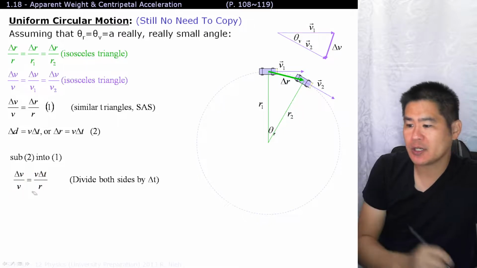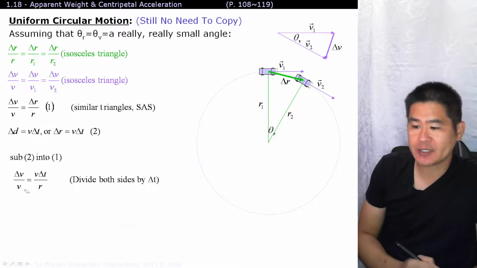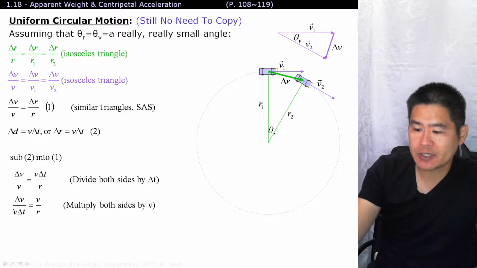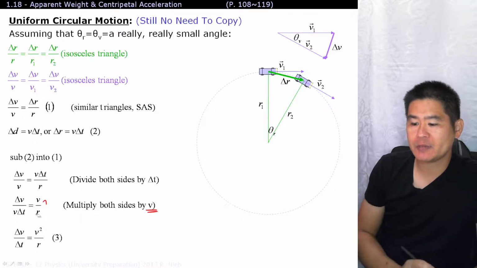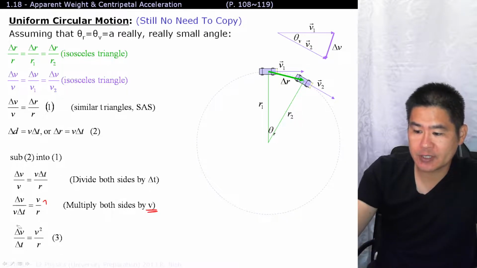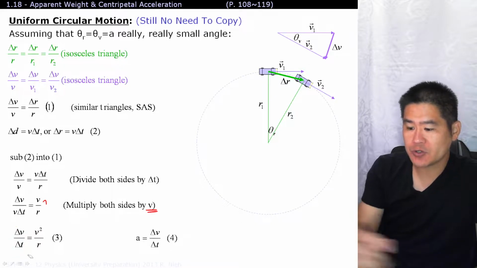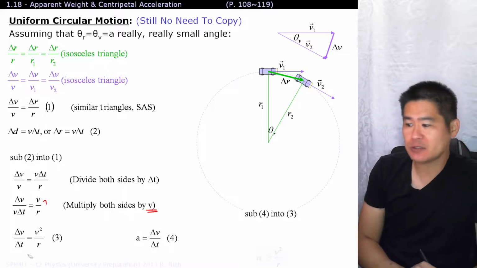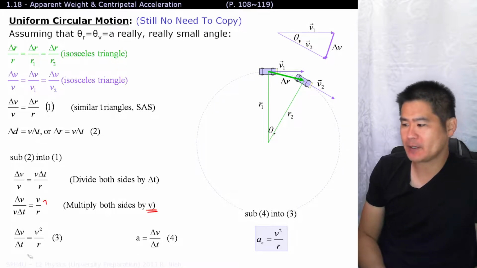So if these two are completely different, well, these two are the same. First, let's bring delta T down by dividing both sides by delta T. Then we take this V down here and bring it upstairs by multiplying both sides by V, and we end up getting something that looks like this. If you recall, the definition of acceleration is delta V over delta T. So if that is true, then A is equal to V squared over R. There you go. That's the quick derivation of the centripetal acceleration formula, and that's how it's derived.